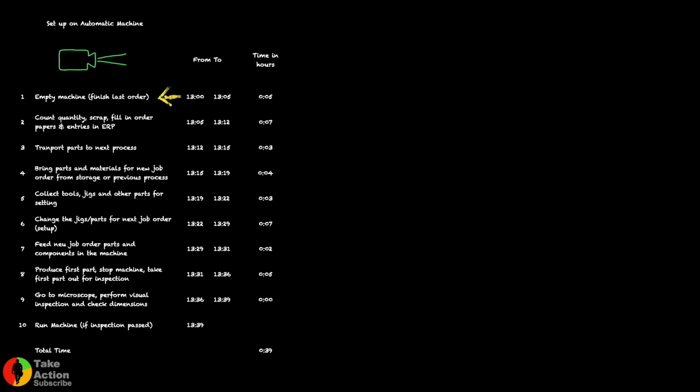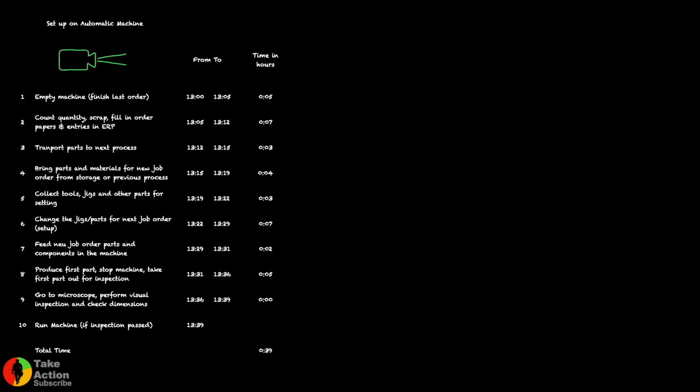First of all, activity number 1 is that we empty the machine, so that the last part of the last order is out and the whole machine is empty. After that, the machine operator is counting the quantity of the good parts and the scrap, and filling the paper. The job order in ERP is going to the computer and registering the finished job order there.